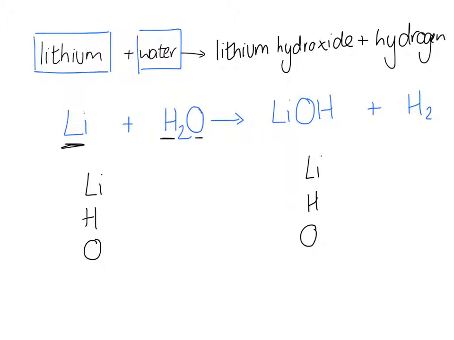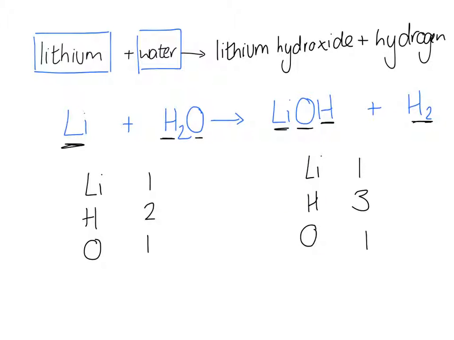Okay, next step is to count up how many we have of each on the left hand side. And so we have just 1 lithium, we have 2 hydrogens and 1 oxygen. On the right hand side then we have 1 lithium, we have 1 plus 2 hydrogens, which is 3. So just be careful of that. The element might appear in more than one formula, as it does in this case. And then just 1 oxygen. So you can see that my equation is balanced in terms of lithiums and oxygens, but not in terms of hydrogens.